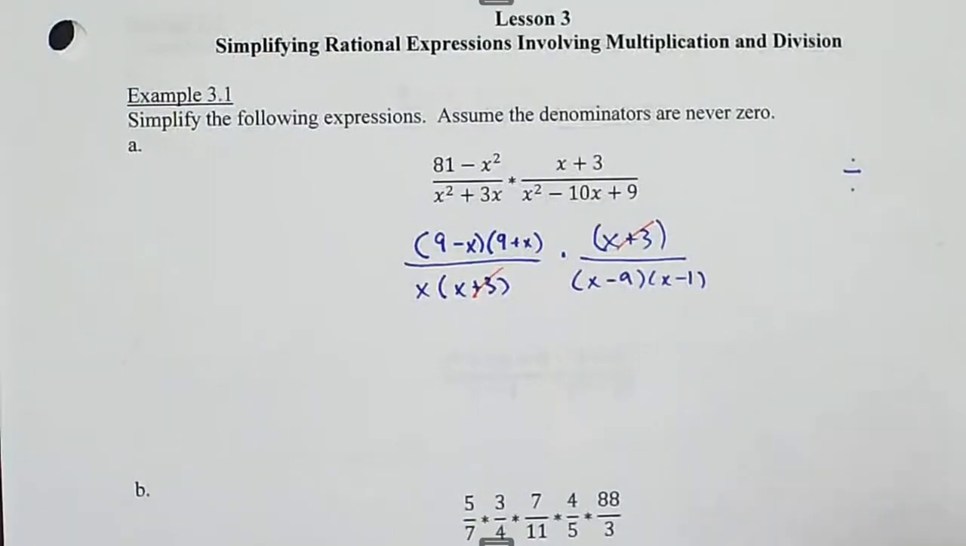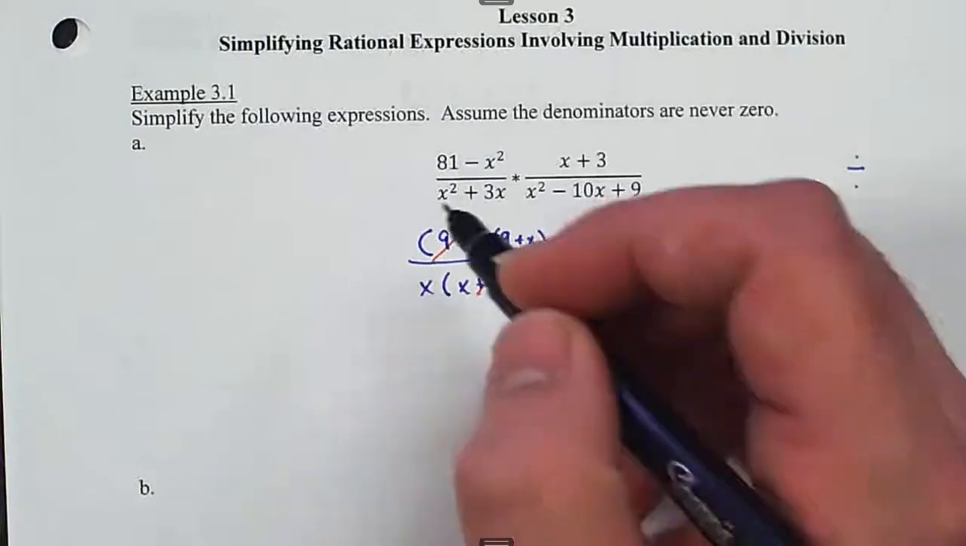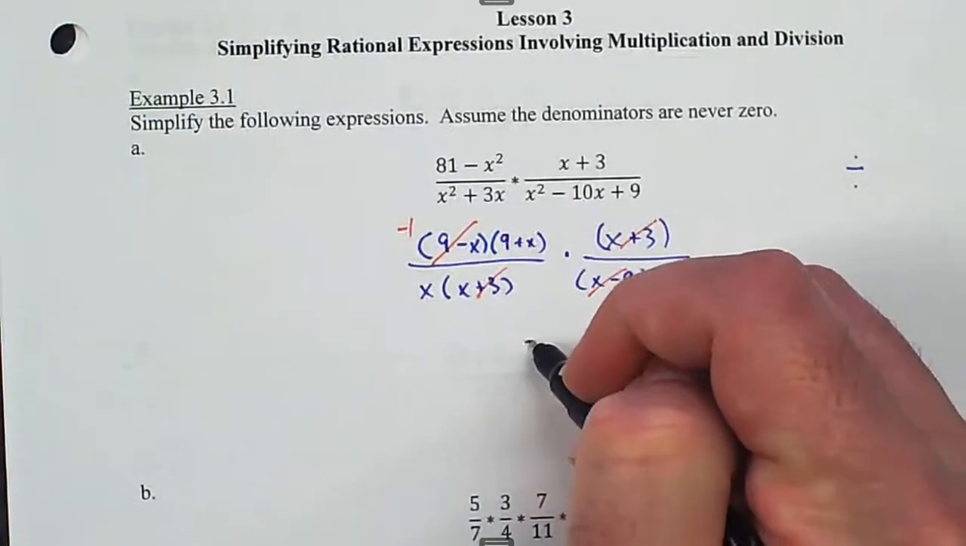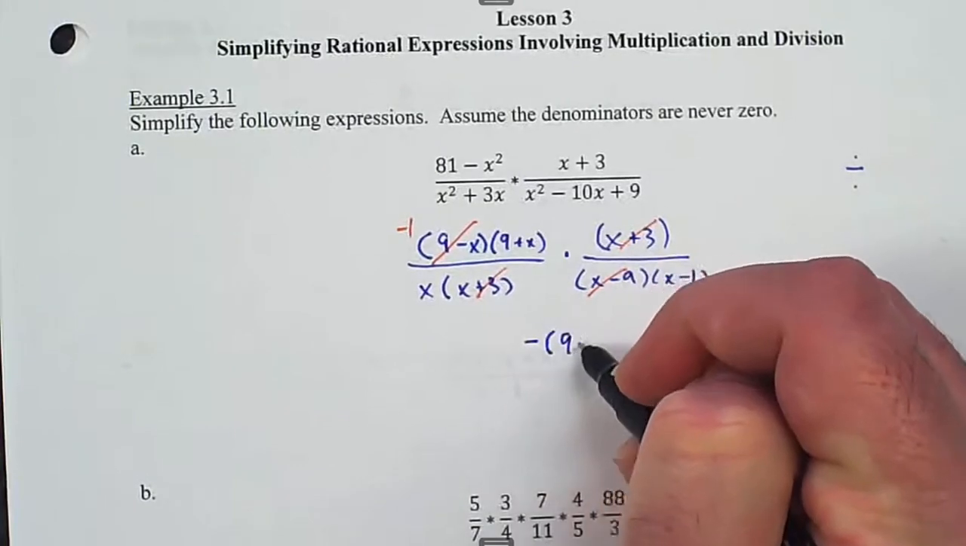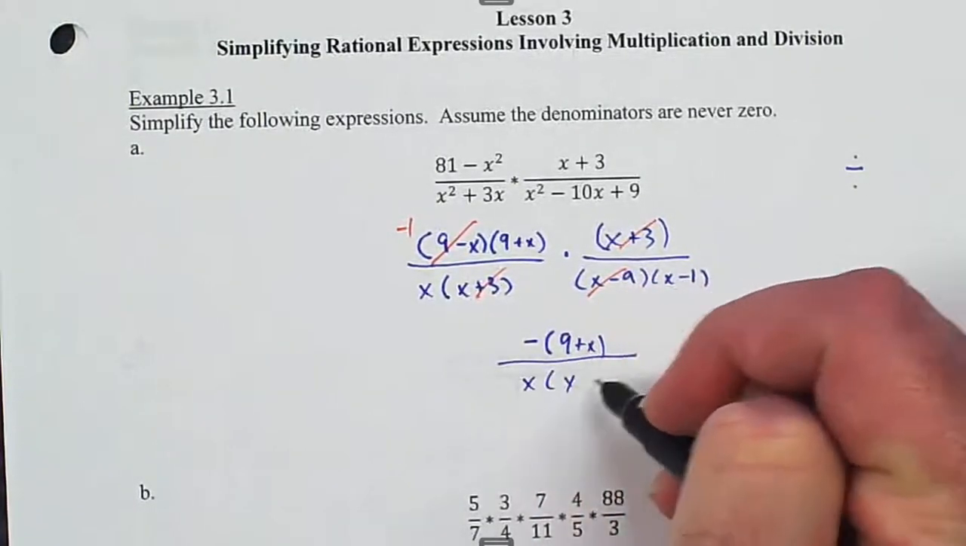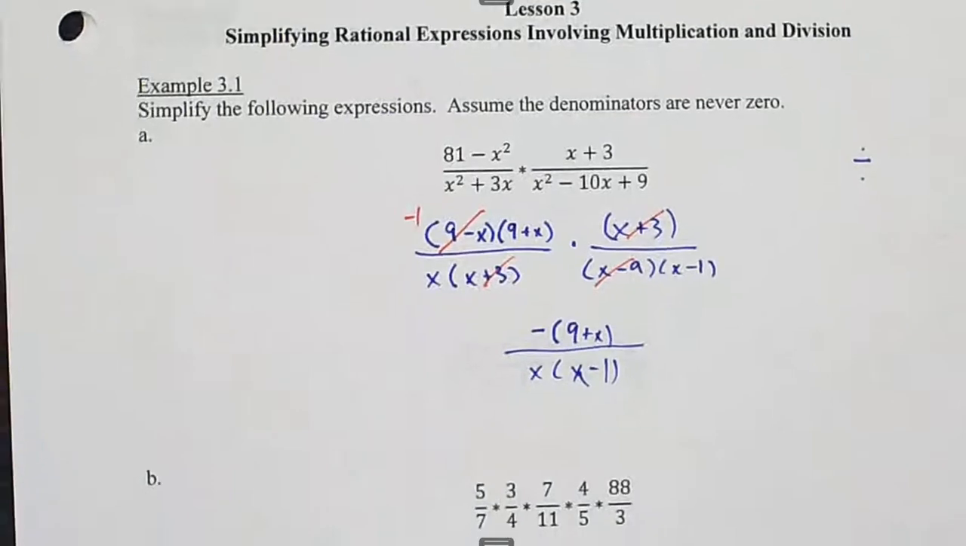I can also reduce the x minus 9 and 9 minus x. They are perfect opposite factors, so they reduce to a negative 1. So my final answer is negative 9 plus x over x times x minus 1. And we'll just leave it factored. We don't need to distribute or anything like that, and I actually prefer it if you don't.